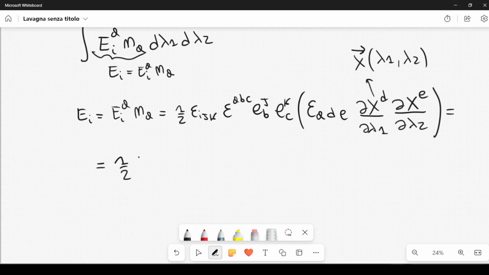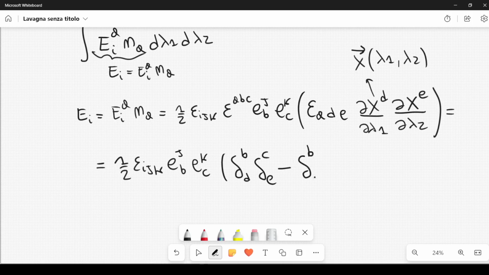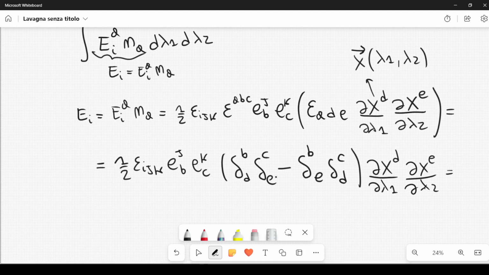I have 1/2 epsilon_{ijk} e_{jB} e_{kC}. And then here I have a product of Kronecker deltas, delta^B_D delta^C_E, and then I also have a subtraction of a product of Kronecker deltas, delta^B_E delta^C_D, and then I still have dx^D/d lambda 1, dx^E/d lambda 2, like this. And now we can do some simple manipulations.